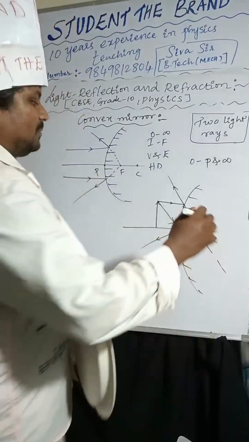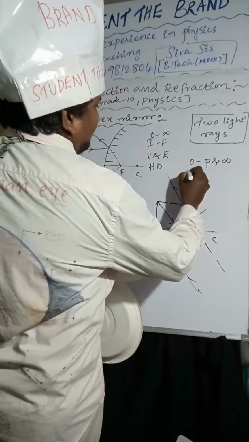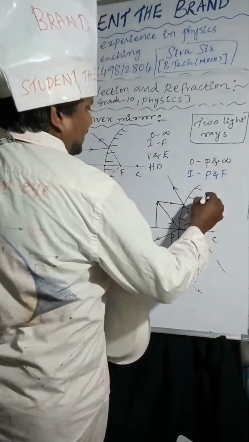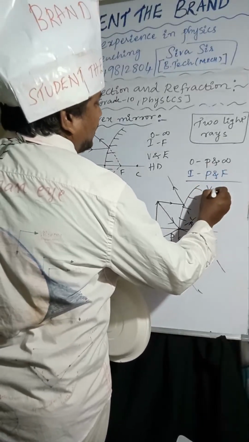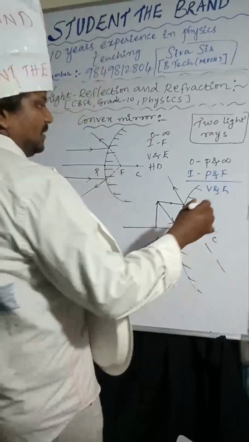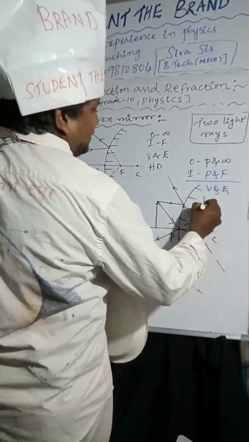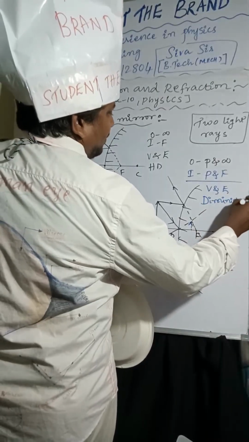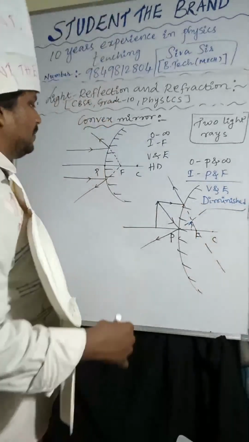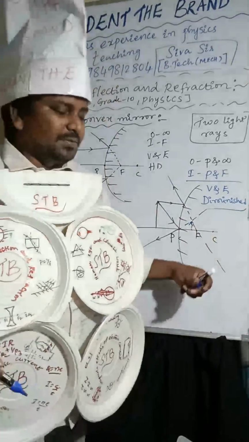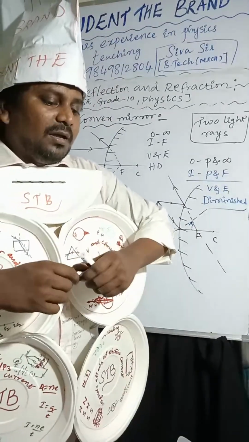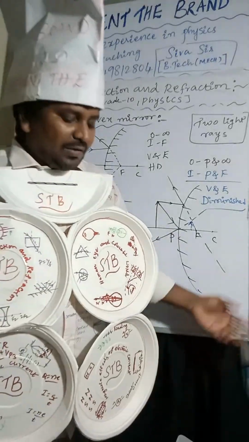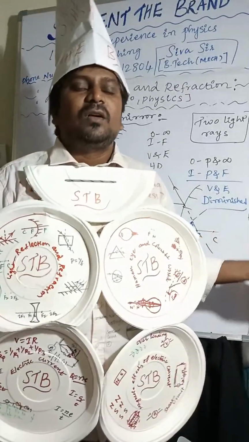Once again, object is placed between P and infinity, image will form between P and F. The nature of the image is virtual and erect, and the size of the image is diminished compared to the object. I hope it is very clear to you all. Once again, convex mirror is also known as diverging mirror.